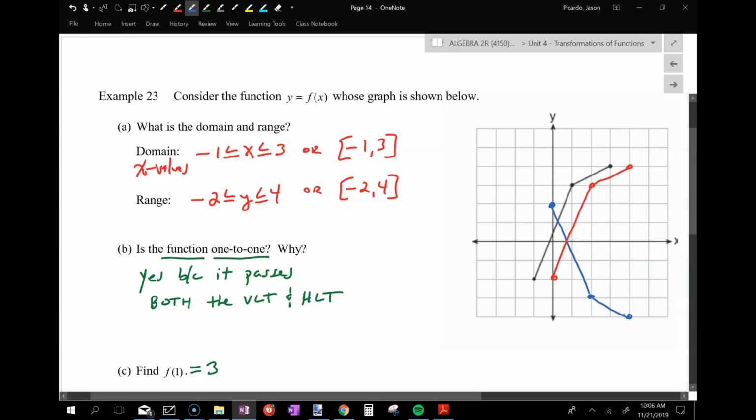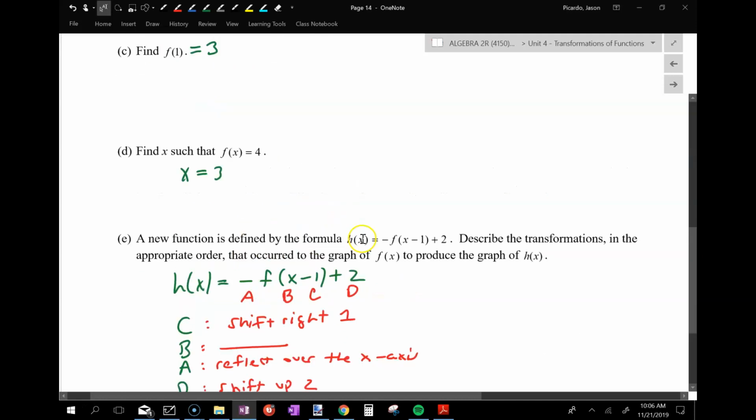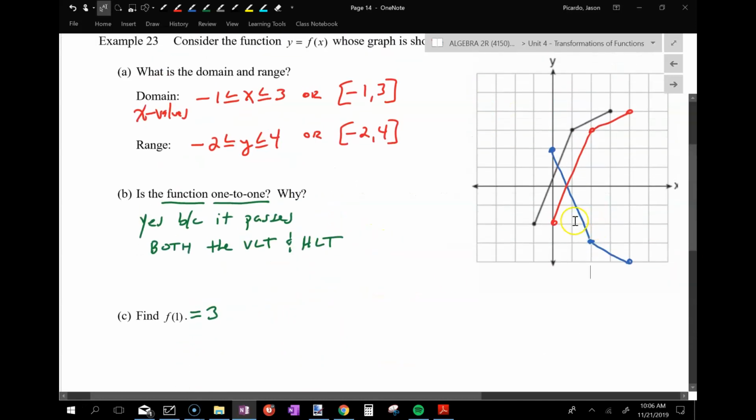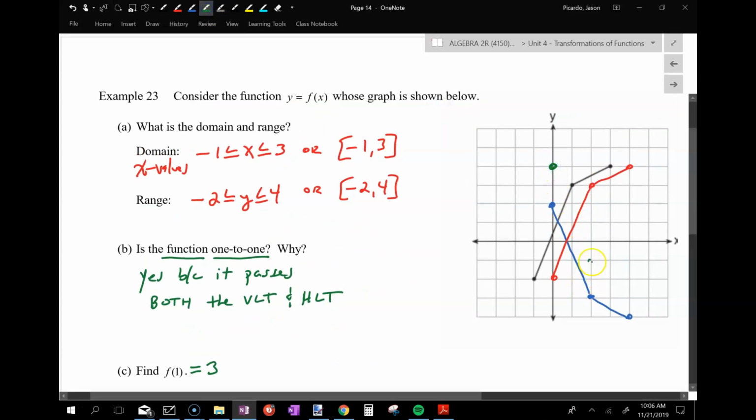Reflecting over the x-axis, Sean, does what? Takes this point, which is 2 units away, and moves it up 2 units. Takes this point, which is 3 units away, and puts it down here. Takes this point, which is 4 units away, and puts it down here, right? And then what am I going to do with the blue graph? I'm going to shift it up 2, right? So I'm going to take the blue graph, and I'm going to move all those points up 2 units, creating this.